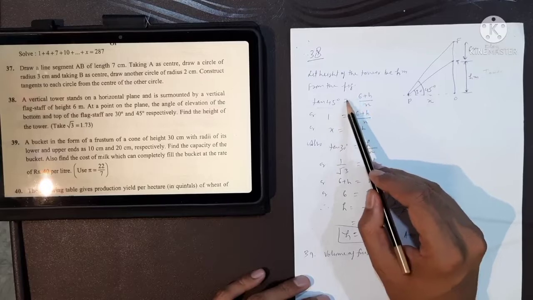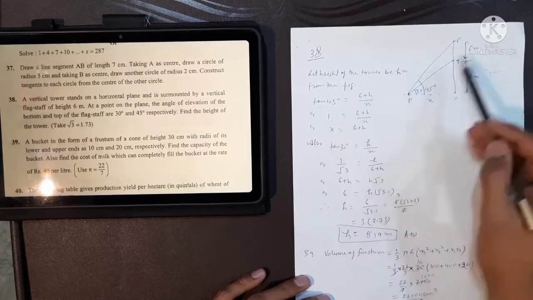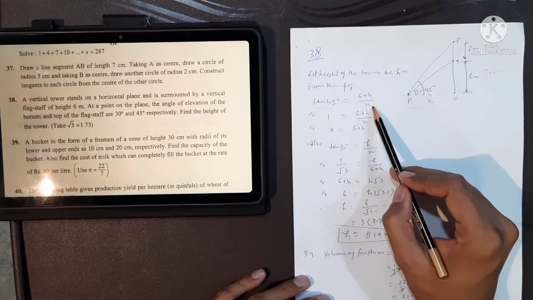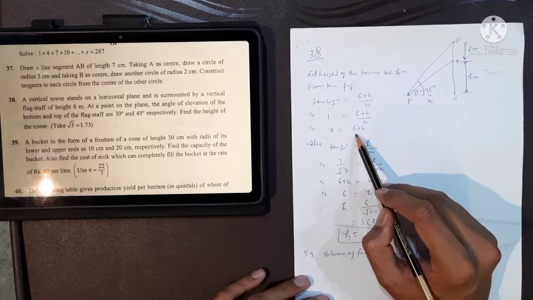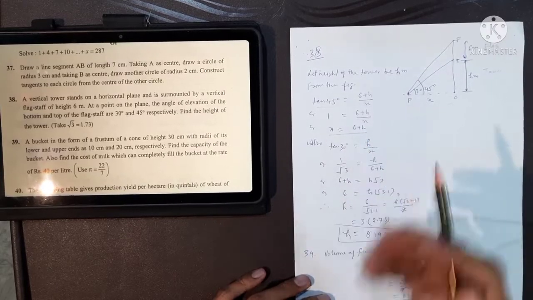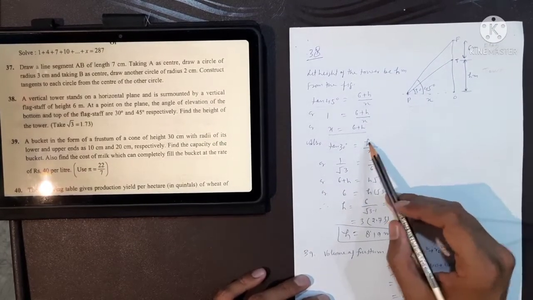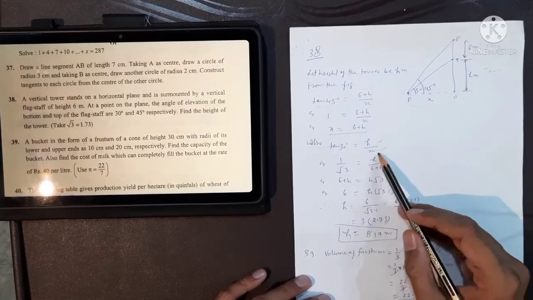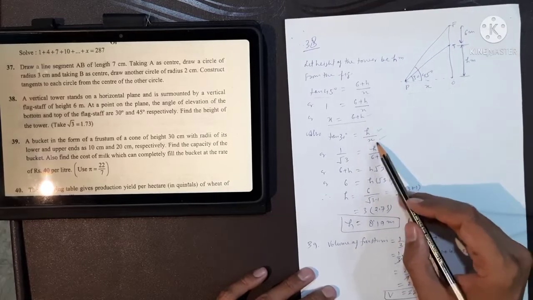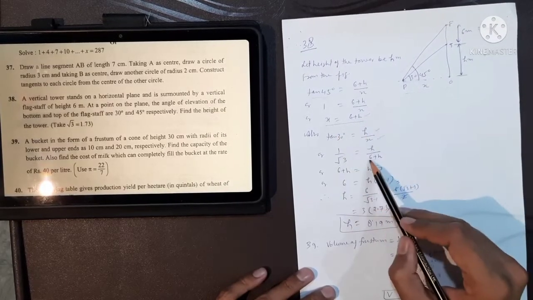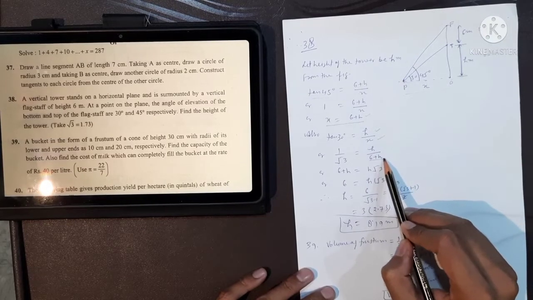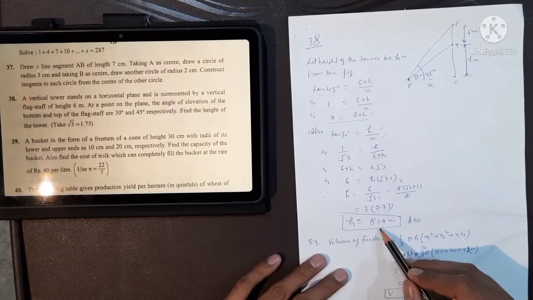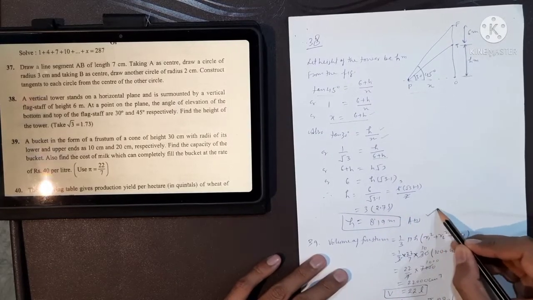We know that tan 45 is 1, and substituting it in perpendicular by base we get 6 plus h upon x equals 1. So we have this equation 6 plus h is equal to x. Also we know that tan 30 is equal to h by x. So instead of x we substitute 6 plus h in the equation, and on solving we get h is equal to 8.19 meters, which is the answer.